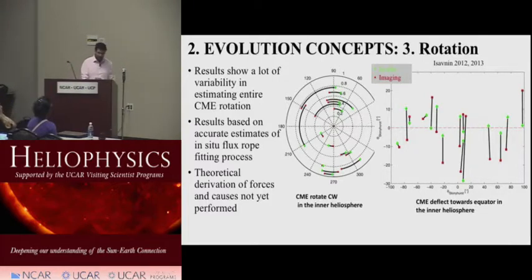Now, again, there are lots of assumptions that go into estimating what the orientation is within situ data. But what's clear is that it's not necessarily that simple. You're getting a lot of variability, and that's either down to the assumptions or perhaps there are some other forces actually acting on this.